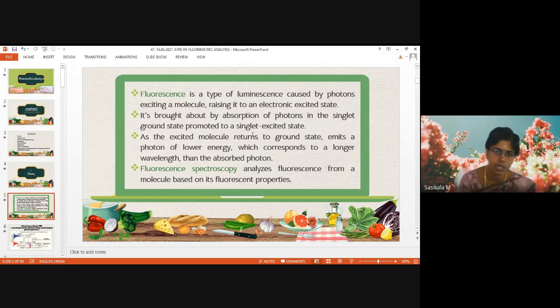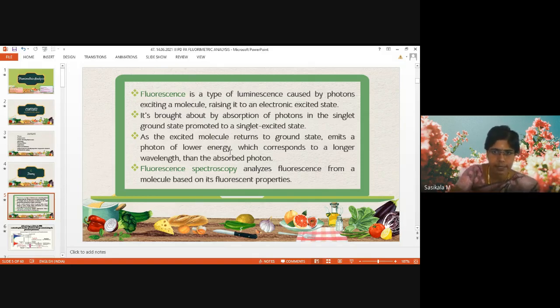What radiation will it absorb to go from ground state to excited state? UV range, which is high energy radiation. So high energy radiation is absorbed, and then low energy radiation is emitted. UV is absorbed, visible is emitted, which corresponds to longer wavelength than the absorbed photons. So what is fluorescence? Absorbed photons have a shorter wavelength than emitted photons. That is called fluorescence.